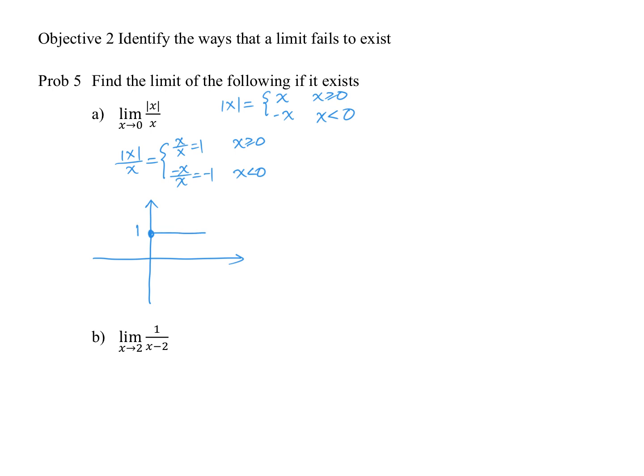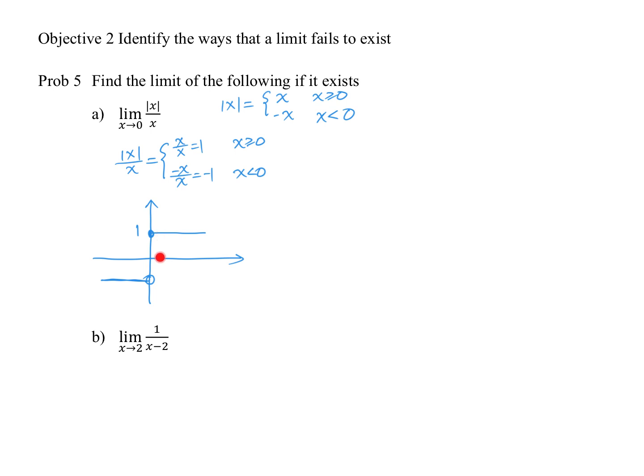And negative 1 when x is less than 0, like here, okay? When we look at the limit of this function when x is approaching 0, we have to look at the x values nearby 0. So we look at the x values to the right of 0 and to the left of 0, and look at the y values: what y values are approaching.